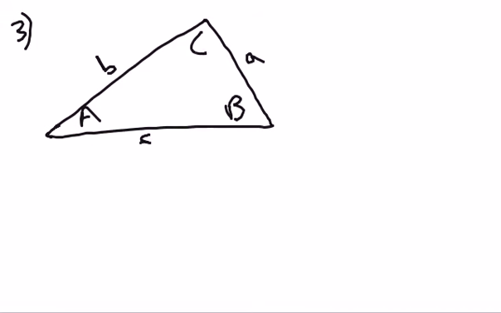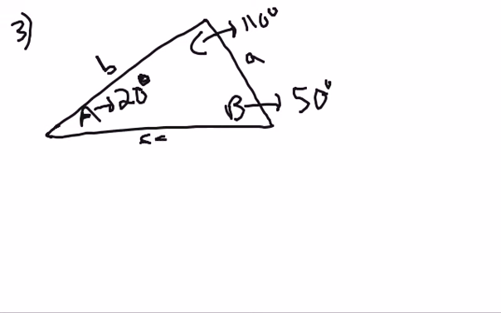Okay, and they tell us that C is 110 degrees, B is 50 degrees, and since we know that the sum of the angles in a triangle must be 180, we also know that A must be 20 degrees, right? Because 20 degrees plus 110 degrees plus 50 degrees is 180, which is what a triangle's angles should add up to. And then they also give me that side C is 12.